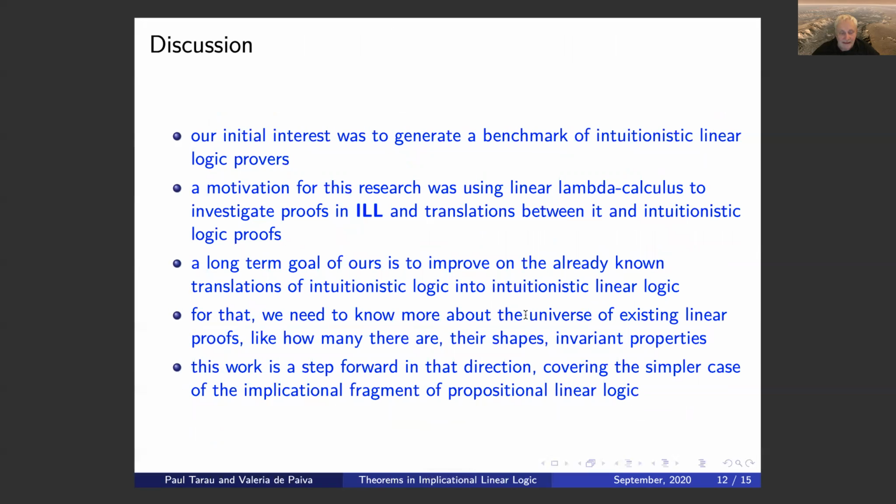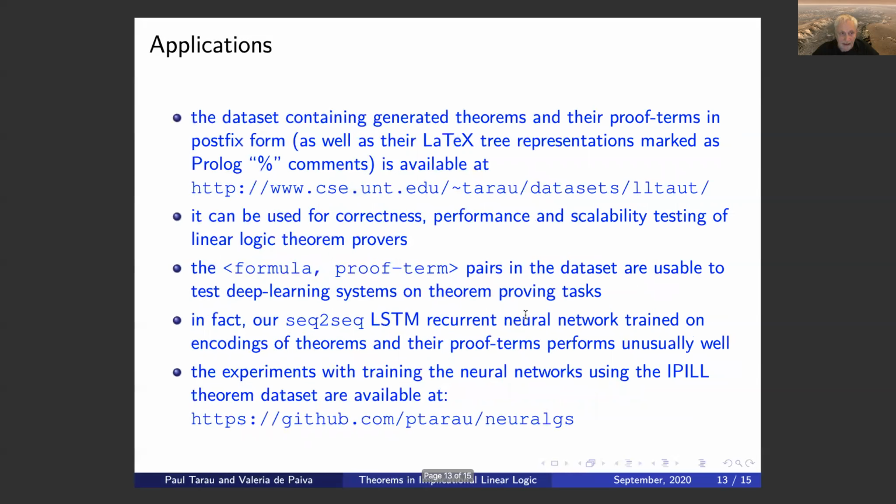Well, we discussed a little bit about that, but in the interest of time, I will just mention that a reason why we are doing this, a long-term goal, is to improve on the already known translation of intuitionistic logic into intuitionistic linear logic. And for that, we need to know more about the universe of existing linear proofs, like how many there are, their shapes, invariant properties. And this is a step forward in that direction.